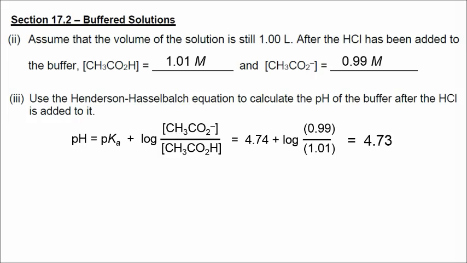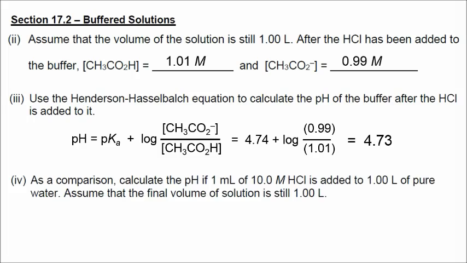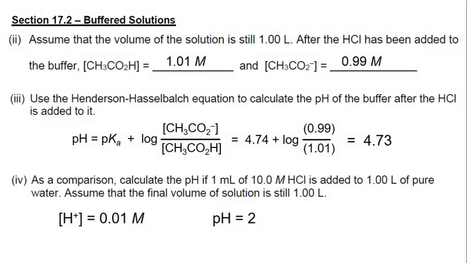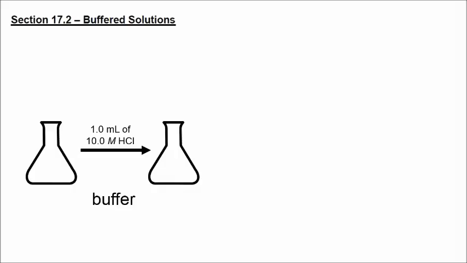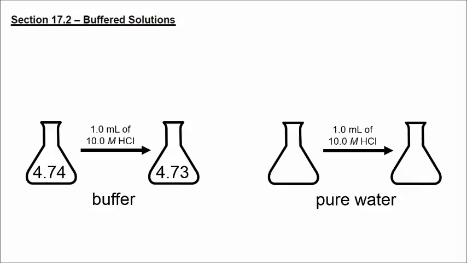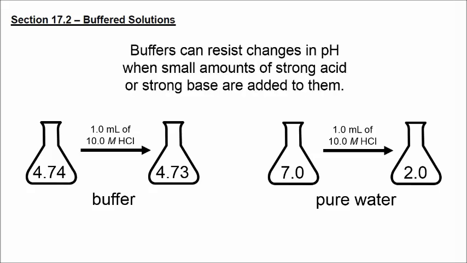And had we added that same amount of acid to 1 liter of pure water, our pH would have been 2. That's a pretty significant change from a pH of 7. Again, the buffer was able to resist changes in pH, whereas in pure water, that would have gone down 5 pH units.